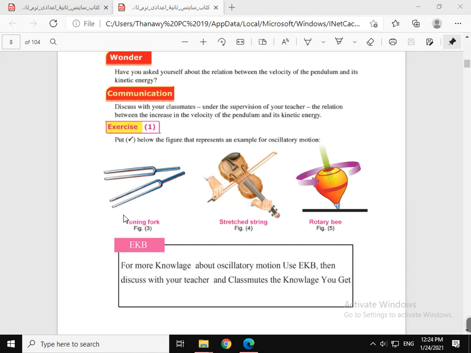Tuning fork, yes, it's an example of oscillatory motion. Stretched string, excellent, it's an example of oscillatory motion. Rotary bee, no, it's an example of periodic motion but not oscillatory motion. Why? Because the motion of the rotary bee is considered just periodic motion. It's repeated regularly at equal periods of time, but it is not oscillatory motion because it is not repeated on the 2 sides of its rest position. We must have 2 sides around the rest position to be an oscillatory motion.